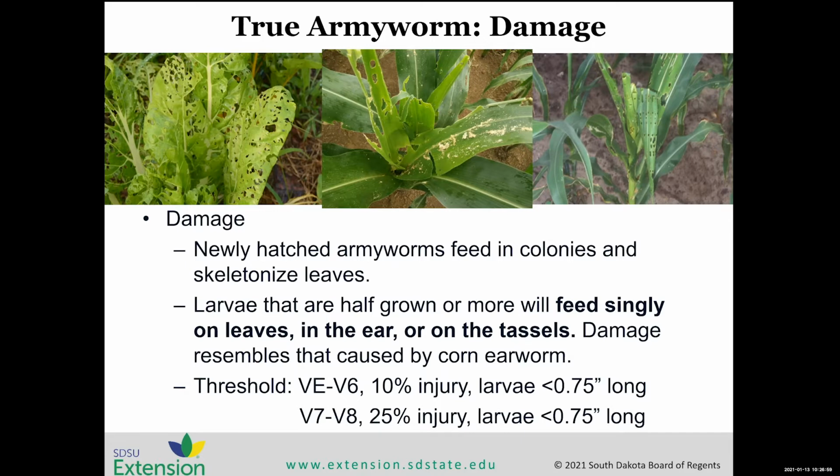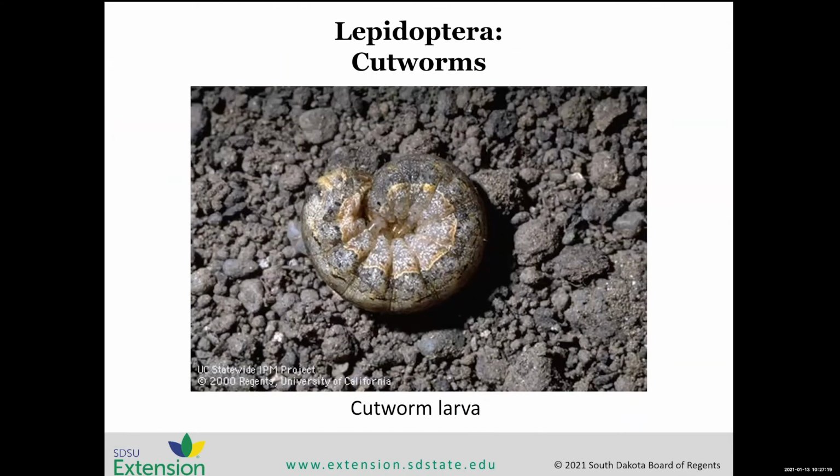The length of the larva is very important because if they are longer than 0.75 inches, that means they're already past their most damaging instar. So if they are longer than that, they've already done most of the damage they will do, and there's no point in managing them. So our last group of Lepidoptera is your cutworms.